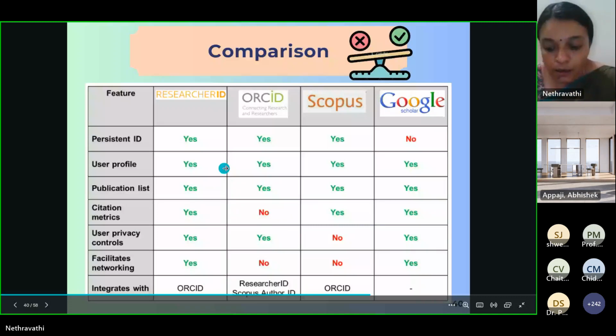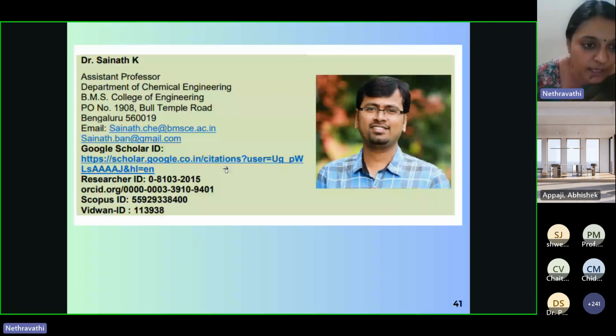I have taken one profile from my colleague Dr. Sainath. Anybody's profile should look like this. Please go ahead and create all the IDs. Dr. Sainath has created all the IDs and displayed them. We create them for visibility purposes, so they should serve that purpose. All the IDs should be visible in your profile and in your bio data. He has a Google Scholar ID, Researcher ID, ORCID ID, and Scopus ID. Of course, I'm not touching upon one ID; the rest of the four we have covered here.